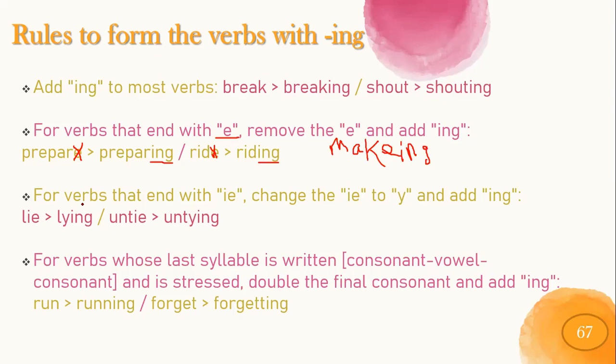What happens if the verb ends with ie? I also cannot add ing directly. We change the ie to y. We replace the ie with y and we add ing. Excellent. Example, lie, lying. You see, we removed the ie, we added y, and then we added ing. Untie, we cross out the ie and add ying. Clear?